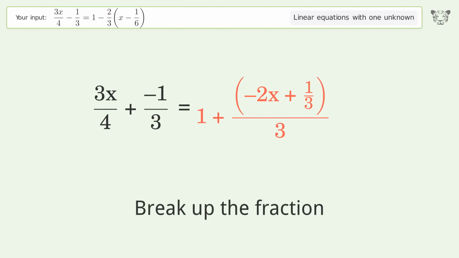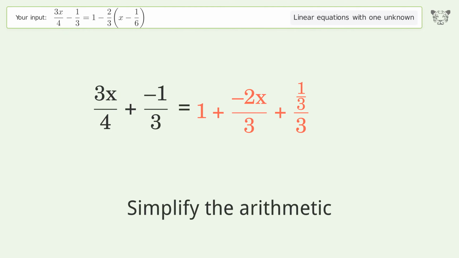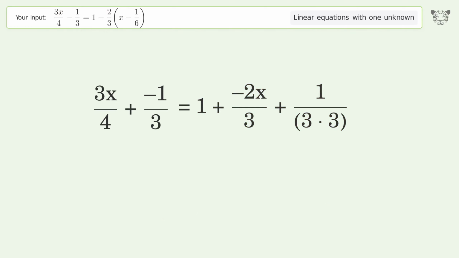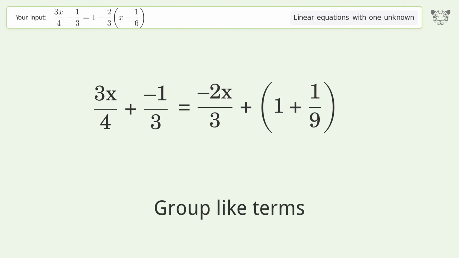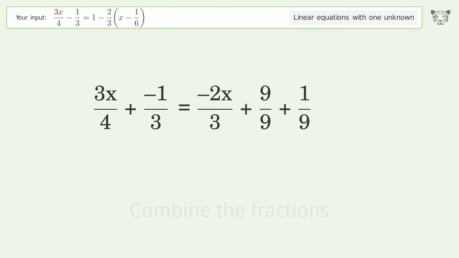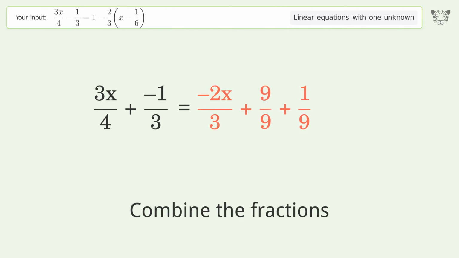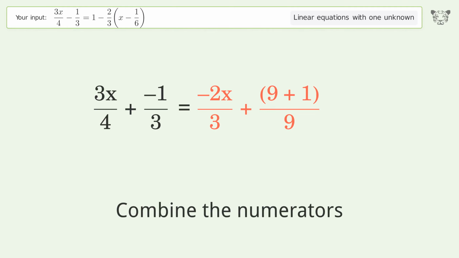Break up the fraction. Simplify the arithmetic. Group like terms. Convert the integer into a fraction. Combine the fractions. Combine the numerators.